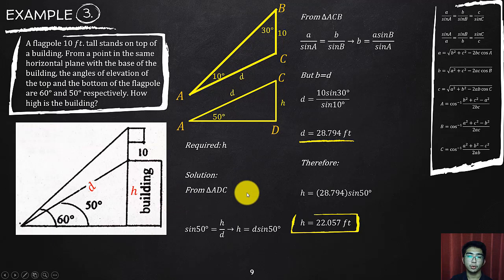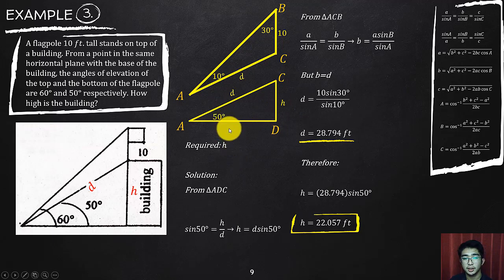But what do we want? We want the height of your building. Where is it present? Is it present on the oblique triangle or the right triangle? It's present on the right triangle. So looking at the right triangle ADC, how do we solve for H?